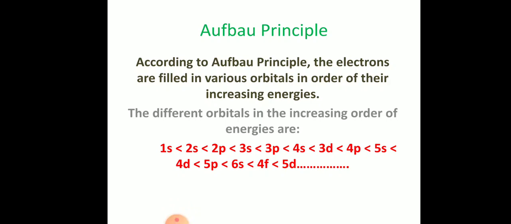So the orbitals in the increasing order of energies are 1s, 2s, 2p, 3s, 3p, 4s, 3d, 4p, 5s, 4d, 5p, 6s, 4f, 5d, and it goes on. This order you need to remember, because after this we are going to write down the electronic configuration of the elements where we require this order. That means which orbital will come after which orbital. For example, after 1s comes 2s, then 2p, like that. You need to remember this very important order.